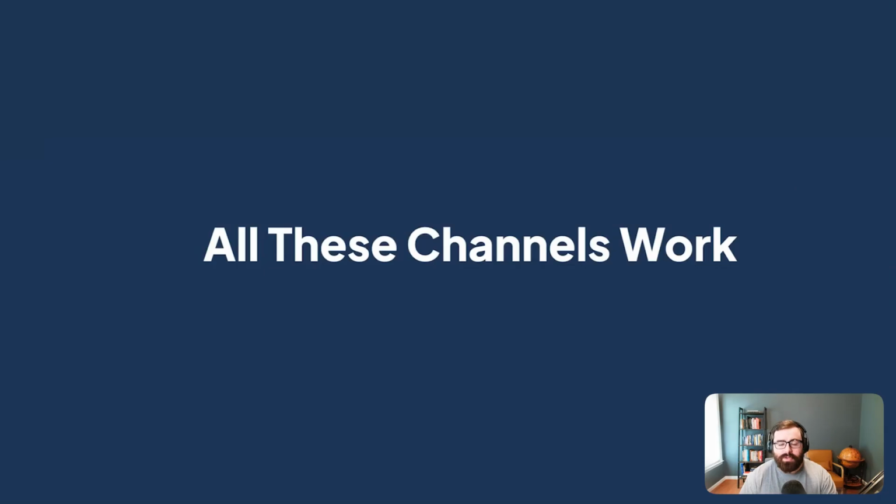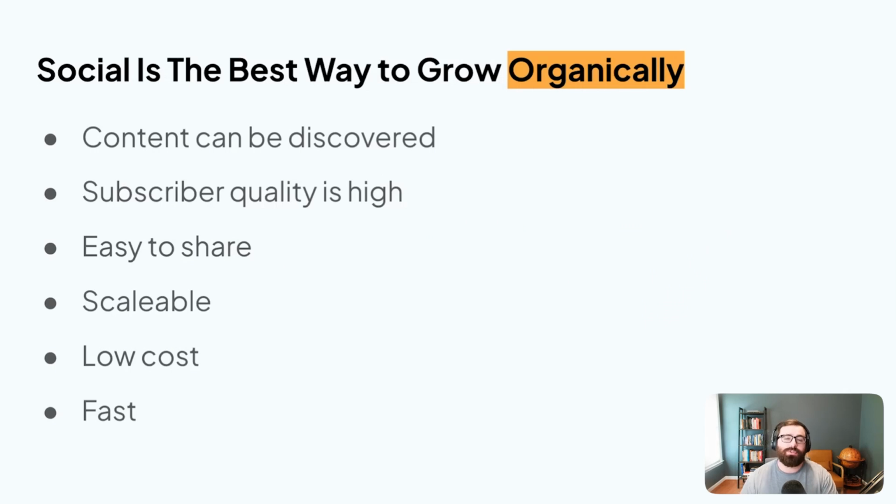By far, the best one to start with is social. All of these channels can work, but social is the best way to grow organically. Your content can be discovered. The subscriber quality is high. It's easy to share that content. It's scalable. You can reach eventually tens of thousands or hundreds of thousands of followers and subscribers. It's very low cost and it's fast to get results. For example, if you wanted to do SEO, that's going to take you months or even years to rank for the keywords that you want to rank for.